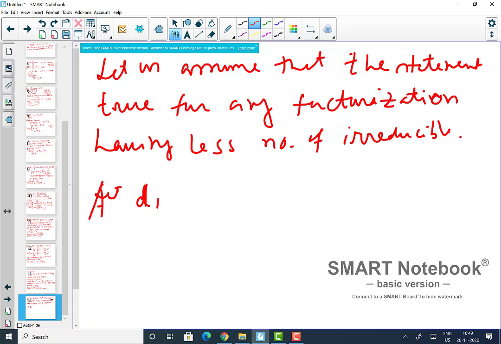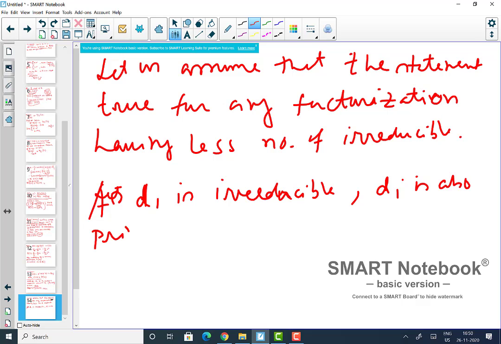As d1 is irreducible, d1 is also prime in R, and so the ideal generated by d1 is a prime ideal.